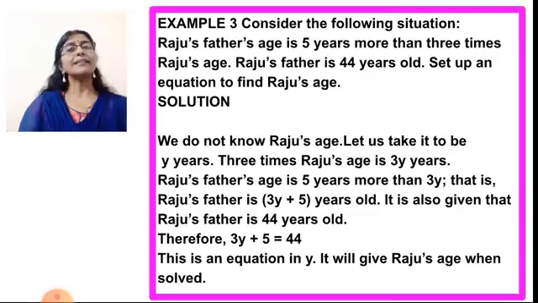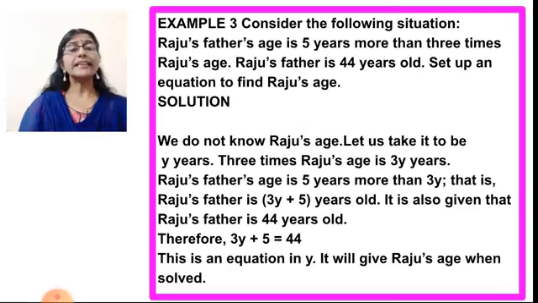Now the next part, Raju's father's age is 5 years more than 3 times Raju's age. So 3 times we have already calculated, but 5 years more than. So 5 years more means what are you going to do? We are going to add. So Raju's father will be 3y plus 5. Raju's father is 3y plus 5 years old.